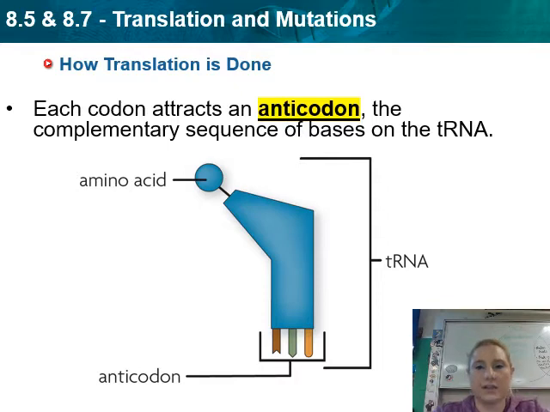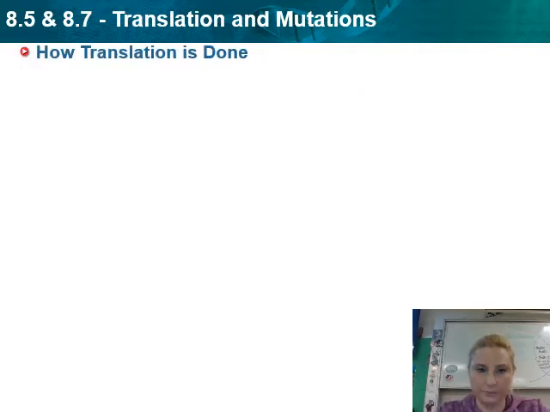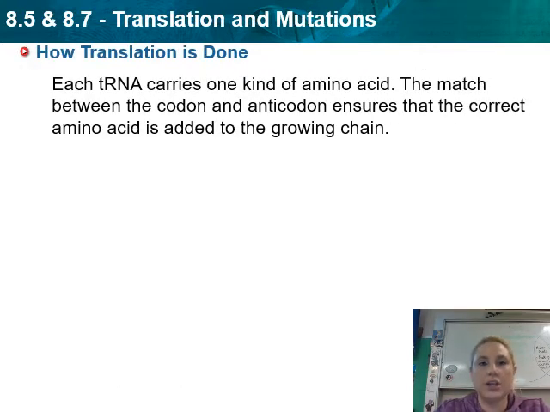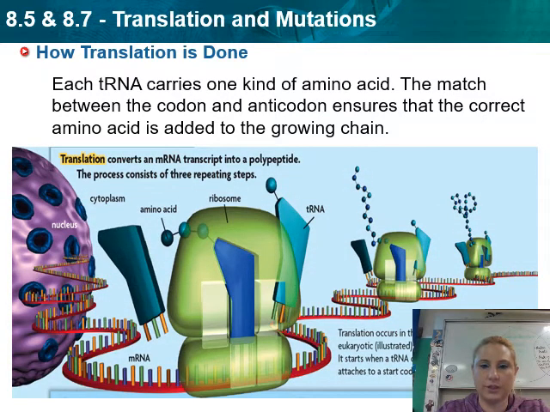So each codon attracts an anticodon, the complementary sequence of bases on the tRNA. The tRNA carries that anticodon. This is how it actually brings the correct amino acid. Each anticodon holds the amino acid on this tRNA, the transfer molecule, and brings it on over. Each tRNA carries one kind of amino acid. The match between codon and anticodon ensures that the correct amino acid is added to the growing chain. There's a little picture there for you.